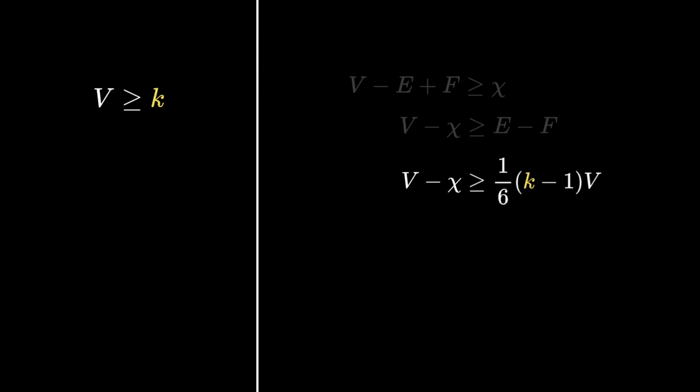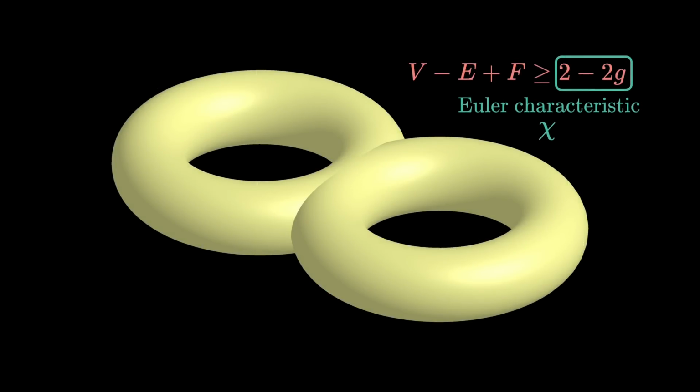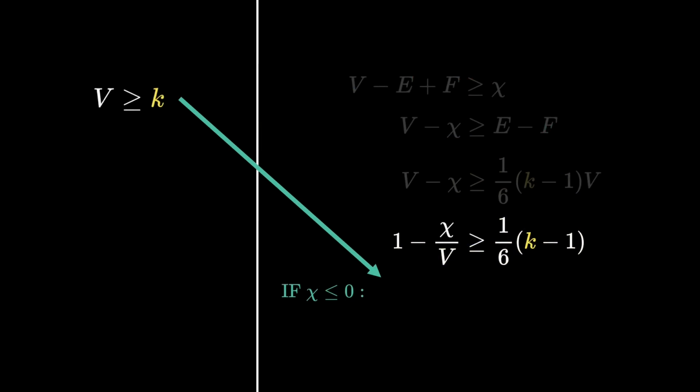But before we use this final inequality, we divide both sides of the inequality on the right by v. Now we assume that chi is less than or equal to 0, which is actually the majority of cases, because when we have at least one hole on the surface, g is positive, and 2 minus 2g is less than or equal to 0. This assumption, together with v at least k, can allow us to bound the left-hand side above by 1 minus chi over k. Pause and convince yourself that the inequality goes this way.